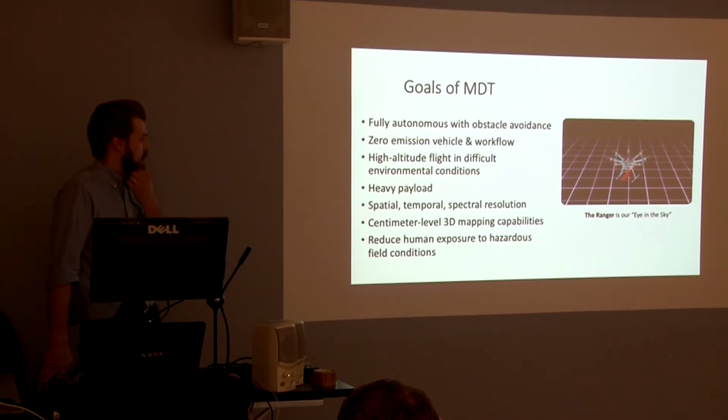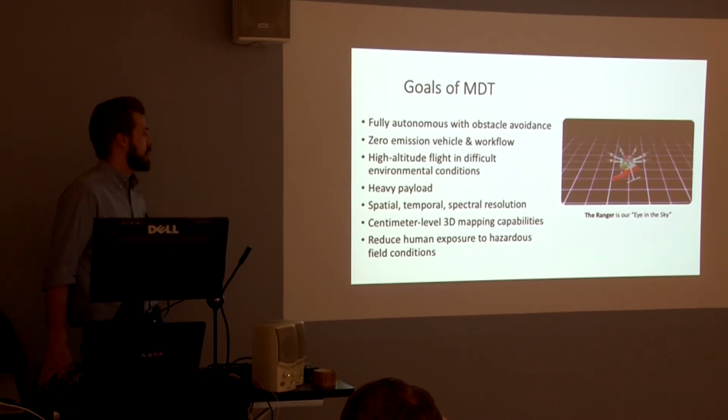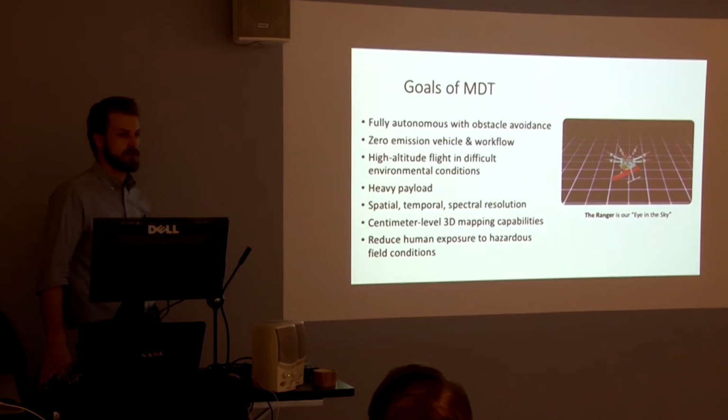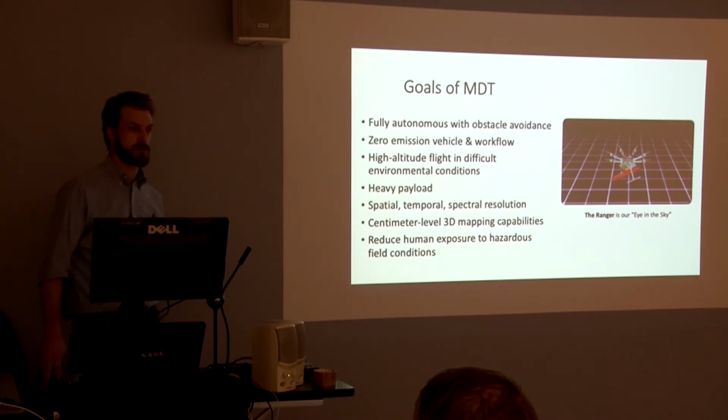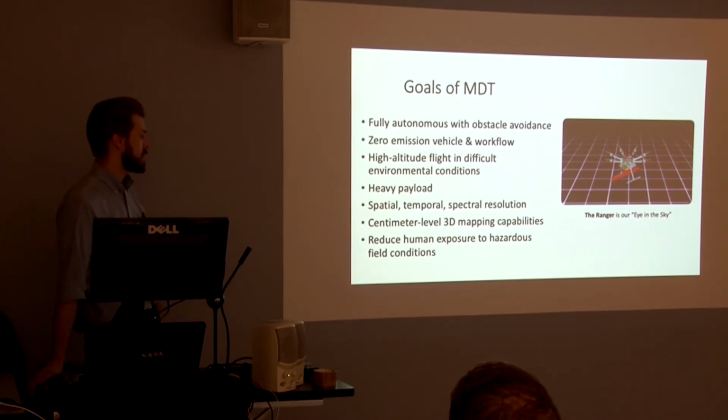So what we've worked towards is not only something fully autonomous, but also a zero emission vehicle and workflow. So something that we can charge with solar panels in the field, something that's capable of high altitude flight. Ideally, we've been shooting for 6,000 meters above sea level. Something that can carry, ideally, up to 5 kilograms, and something that enhances our spatial, temporal, and spectral resolutions that we're working with.